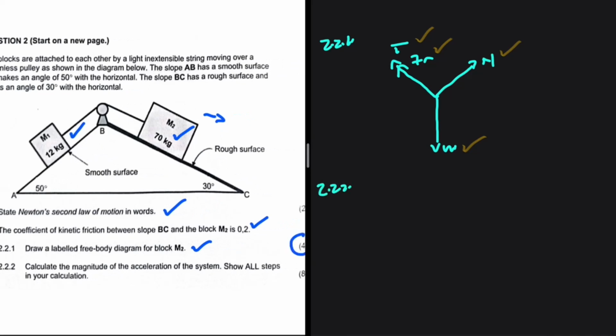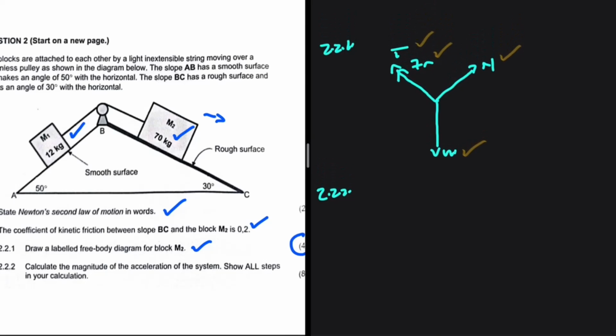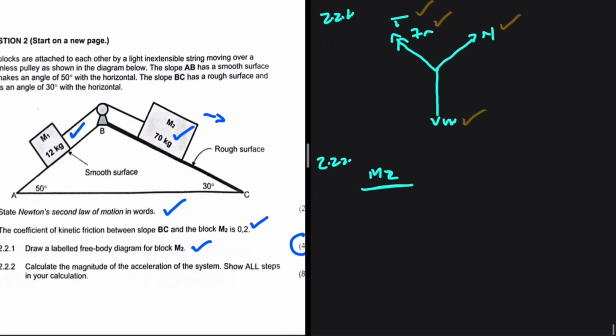Calculate the magnitude of the acceleration of the system. Show all steps in your calculation. Well, let's start with M2 because we already have a free body diagram. So this is for M2. Why am I writing M2? I want to show the person that is marking my script exactly what I'm talking about. Yeah, I don't want any confusion whatsoever. So F net is equals to MA.